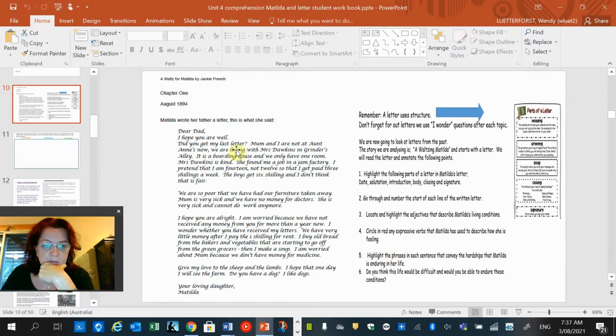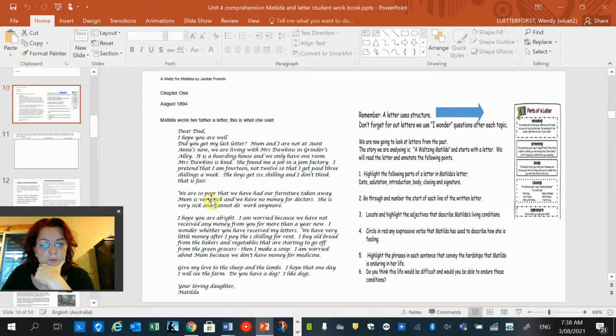Okay, so in the first paragraph, hope you're well. She doesn't, I pretend that I am 14. That's not, she's kind of making something up. It's not really her feelings. I get paid, boys get paid. I don't think that is fair. Is that expressing how she's feeling? It's more what she's thinking, isn't it? She doesn't think that that's fair.